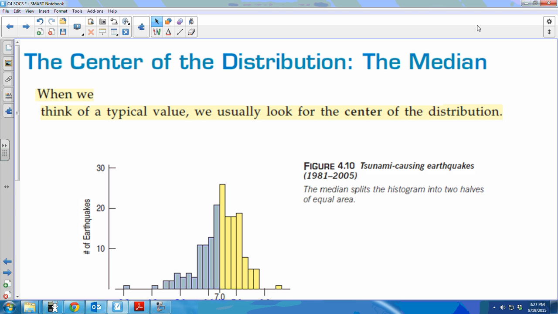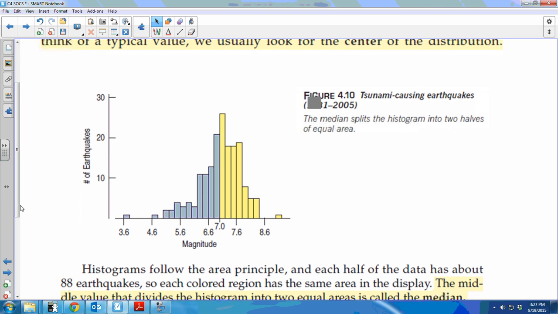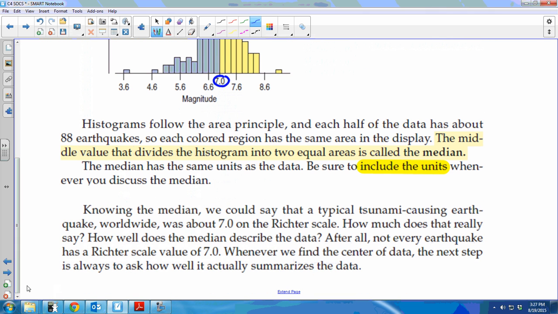So here is a histogram with the magnitude of some earthquakes that caused tsunamis from 1981 to 2005. So it has purple and yellow because they found that the median was 7 on the Richter scale, and you can see that it kind of splits the data in half. Okay? So the median is a definite measure of center.